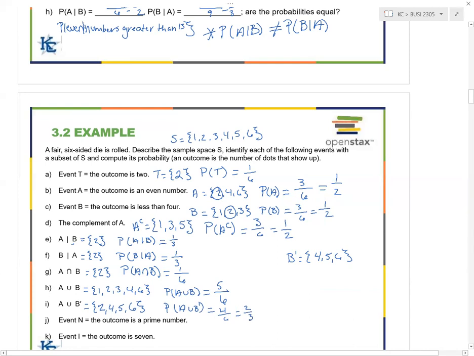Event N equals the outcome is a prime number. So if you don't remember from algebra, a prime number is a number that only has factors of 1 and itself. Okay, so from 1 to 6, our prime numbers are 2, 3, and 5.